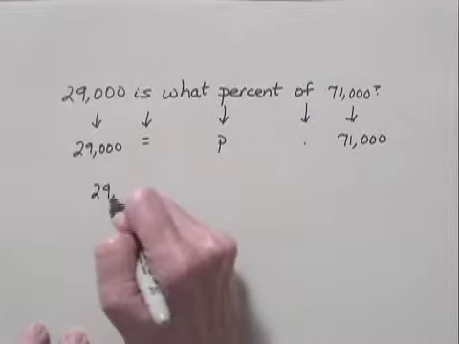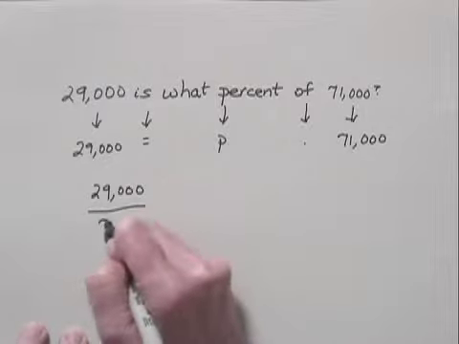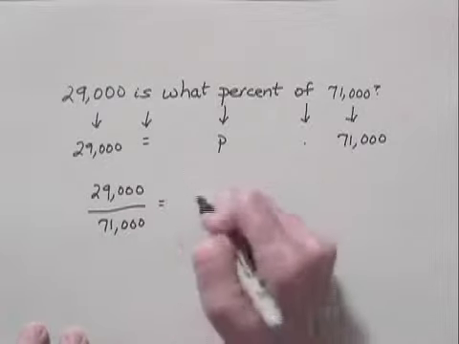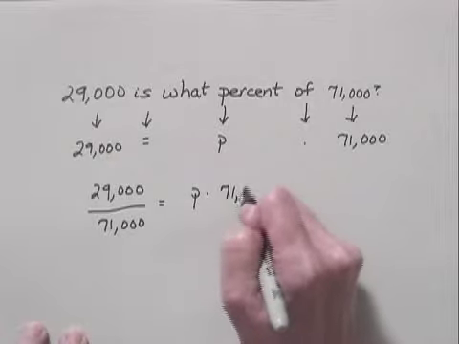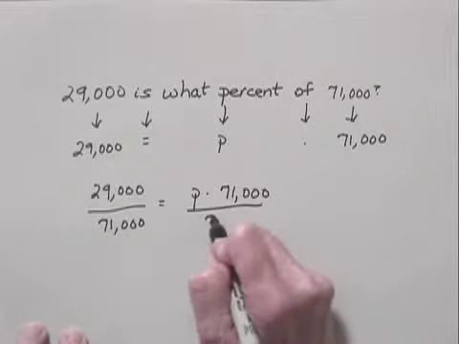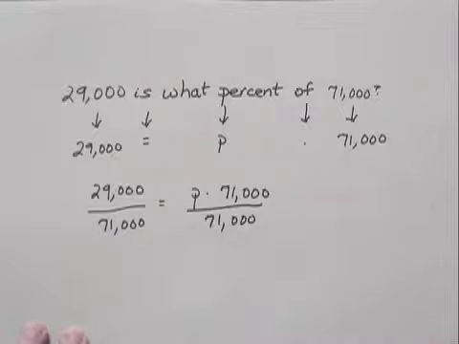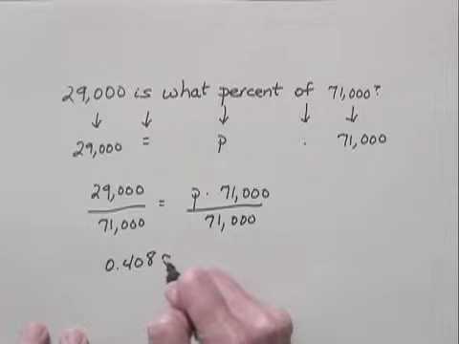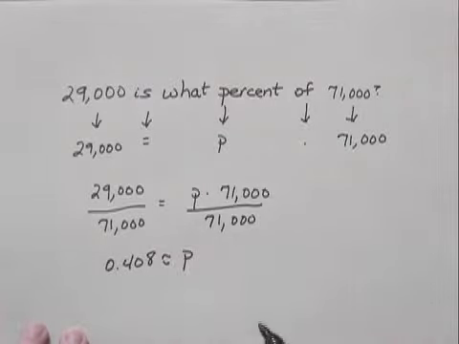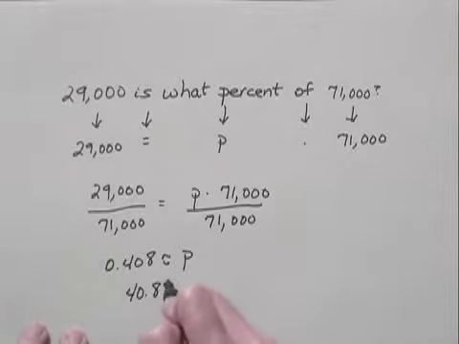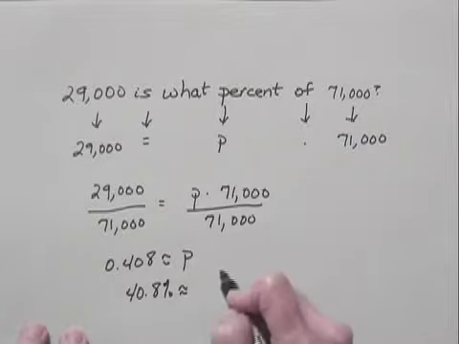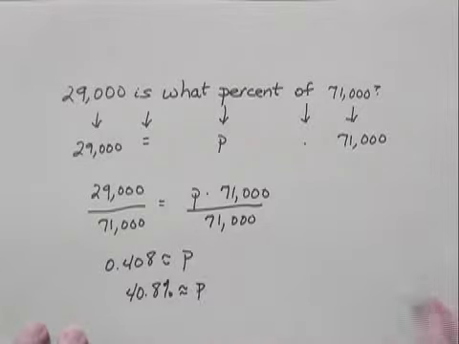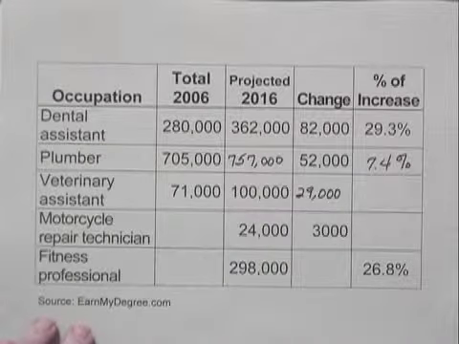We would have 29,000 divided by 71,000 is equal to P times 71,000 divided by 71,000. On the left-hand side, when I do the calculation, I get 0.408 rounded to 3 decimal places. This is approximately equal to P. And writing percent notation, we would have 40.8% is approximately equal to P. So let's fill that in our table.